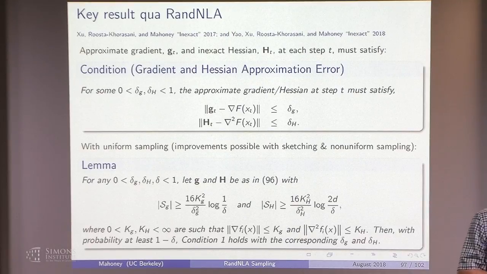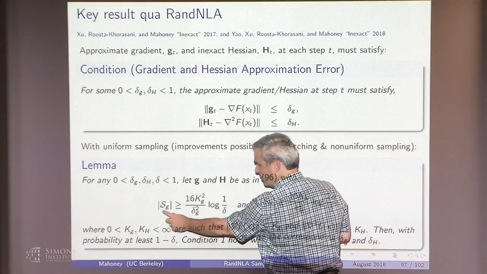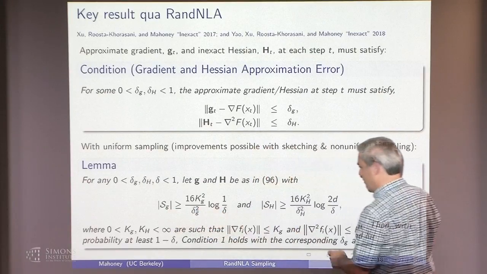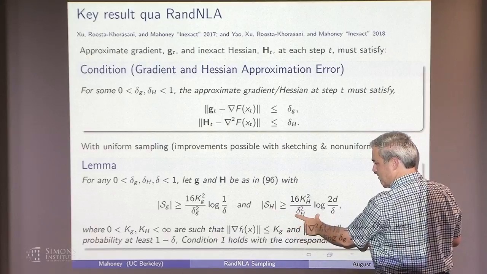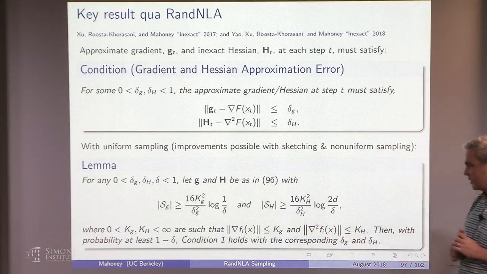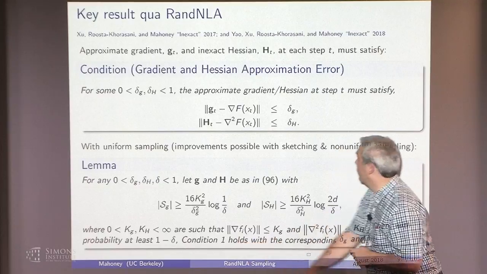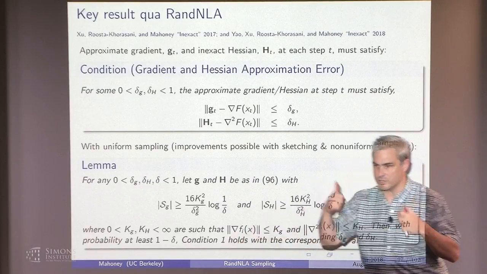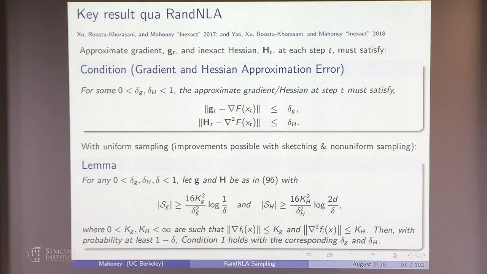You can imagine there's differences between epsilon g's and epsilon h's. Let me gloss over that. And say, you know, a basic structural result is if SG, the subsample size to estimate my gradient, is something, and SH, the subsample size to estimate the Hessian, is something, then condition one, which hopefully is right above here, maybe it's on the previous page, condition one is a goodness condition, holds.